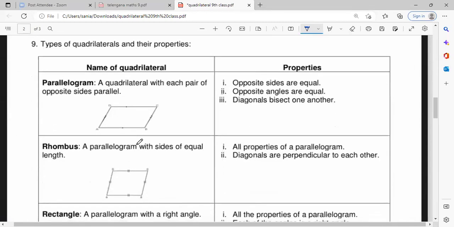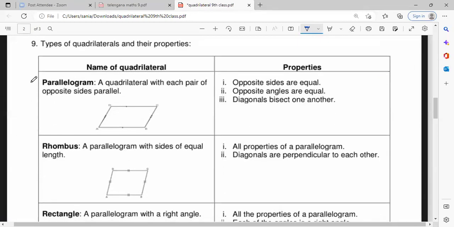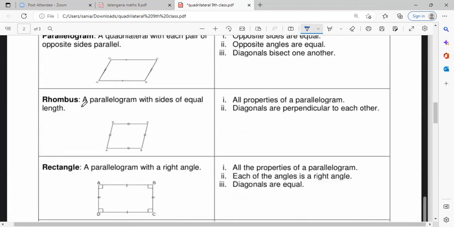Okay. Now coming to the different types of quadrilateral. First is your parallelogram. Over here, opposite sides are equal and opposite angles are equal, plus diagonals bisect one another. Then coming to rhombus. Rhombus is basically a parallelogram with sides of equal length. It is a parallelogram, but all the sides are equal. And one more thing, over here diagonals are perpendicular to each other.